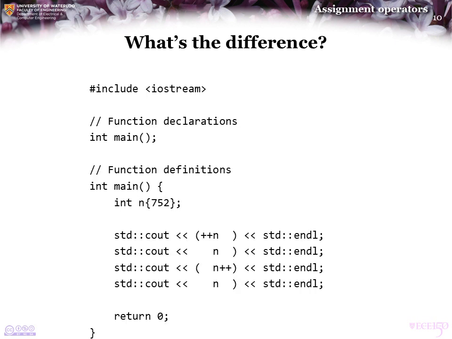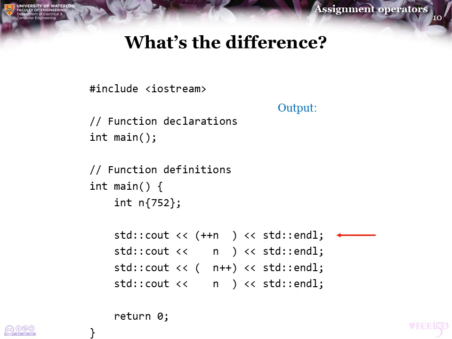For example, consider the following program. Here we have a local variable n that is initialized with the value 752. I just made that number up. In the first print statement, we print out the result of ++n. Then we print the value of n. Then we print the value of n++, and then we print again the value of n. Let's see what happens. So, what's the output?